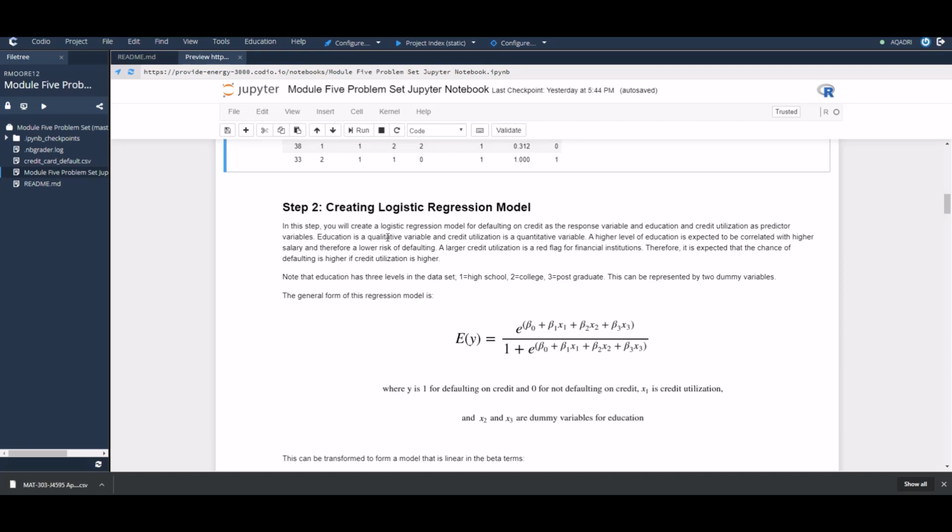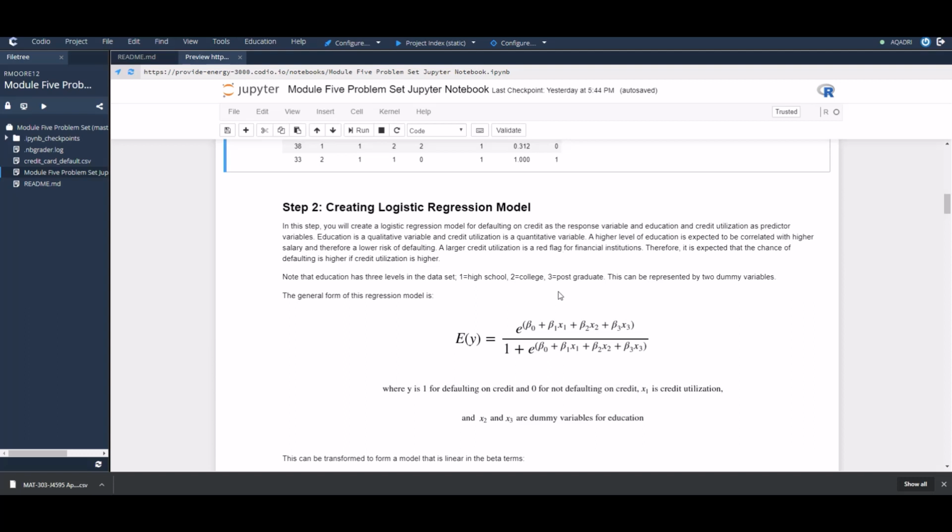So how many levels of qualitative predictor are there for education? So this line here tells you that. So education has 3 levels. 1 equals high school, 2 equals college, 3 equals postgraduate. So there are 3 levels, hence we will need 2 dummy variables in the regression equation. So this step is pretty much the same as before.